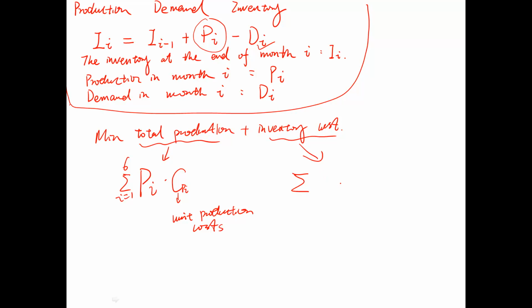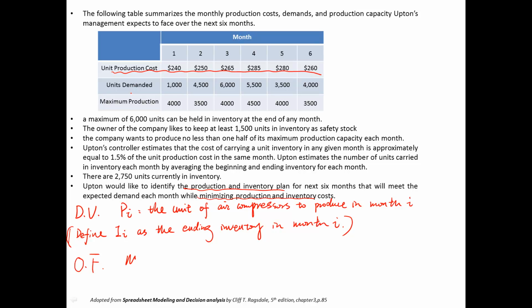We do have the cost of inventory in the same table. They calculate the cost of inventory in any given month as approximately 1.5% of the unit production cost. So we can maybe add a row here to calculate the inventory unit cost, being 1.5% multiplied by the row above.